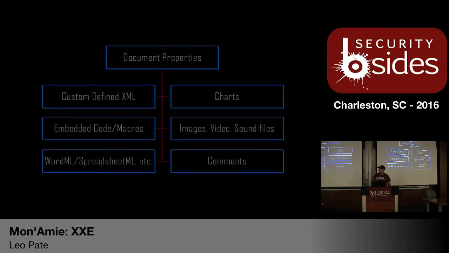So this is how typical OpenOffice format files are broken down. You've got document properties, which is essentially your metadata. This is the author, the date it was last modified, the date it was last opened. And you have any custom-defined XML. This might be XML code that's specific to that file format. You've got any embedded code or macros? This will show up here. And then you might have Word markup language, spreadsheet markup language, PowerPoint markup language, etc. will be there. Any charts?